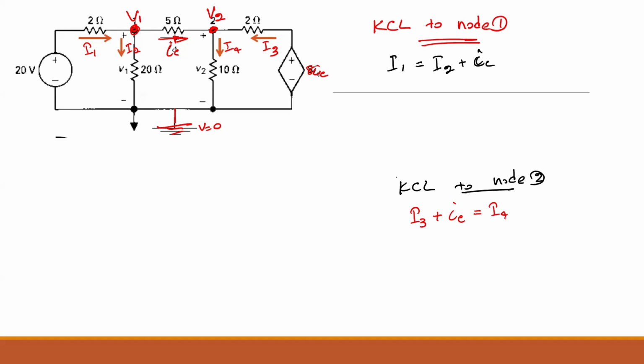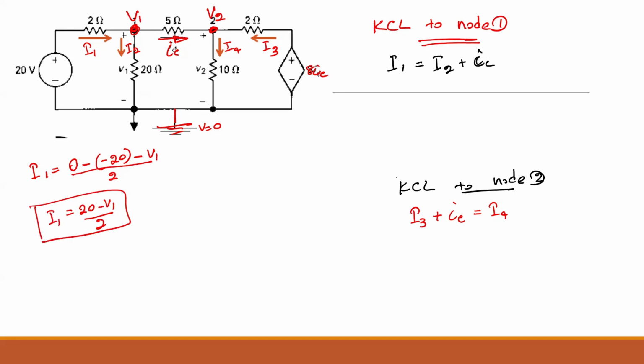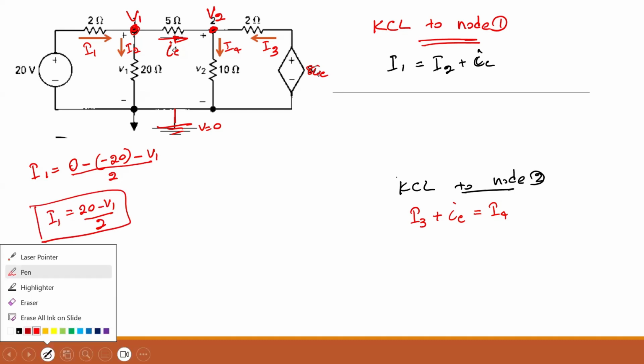Next step is writing the voltages. So how can I write I1? Where is it starting from? Coming from the 0. Yes. 0 minus, minus 20. Okay, so 2 minuses. Then minus V1 divided by 2. So this is 20 minus V1 over 2. That's I1. How about I2?